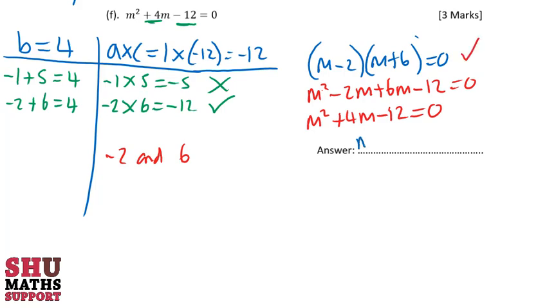So this means that, because we have minus 2 and plus 6 in the brackets, m is equal to 2 or m is equal to minus 6. So that's the end of the negative examples.